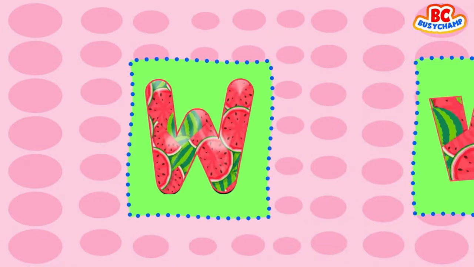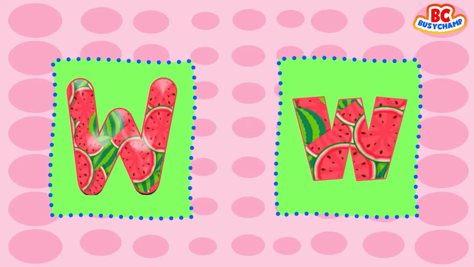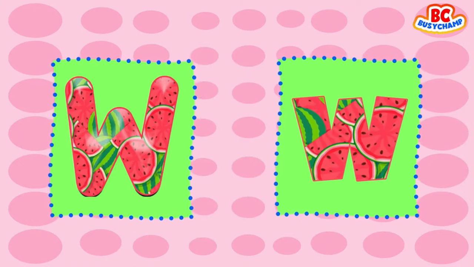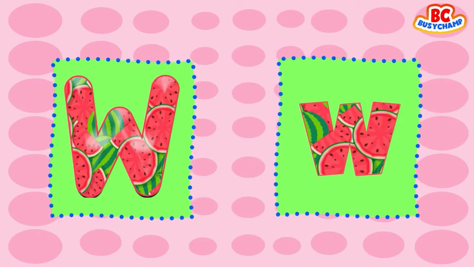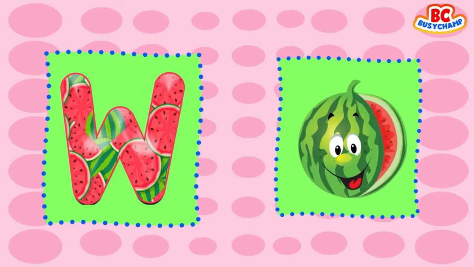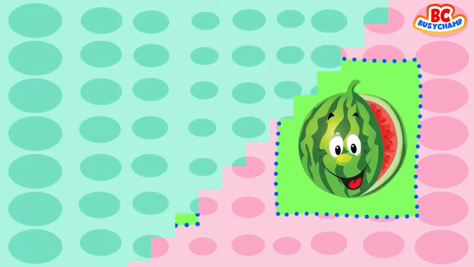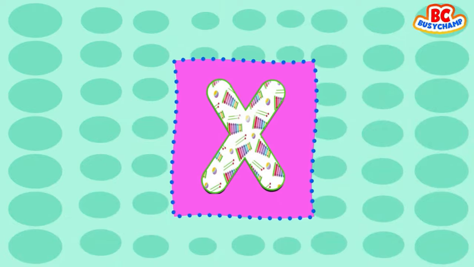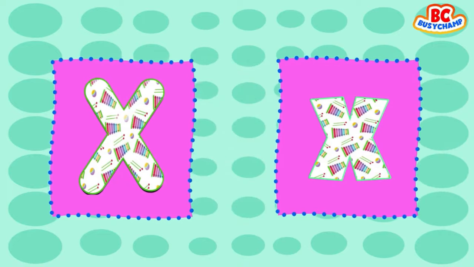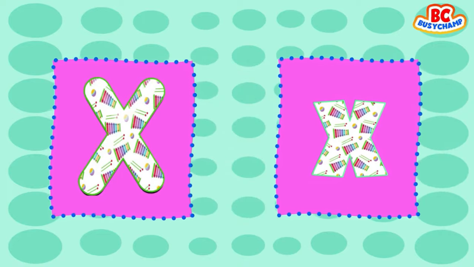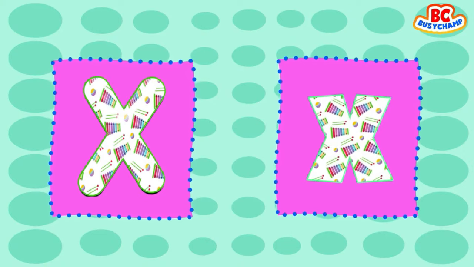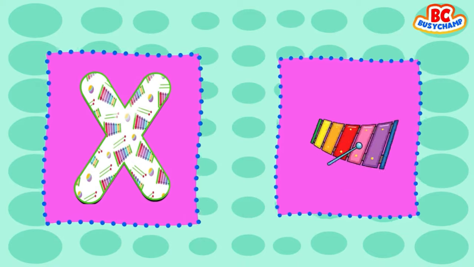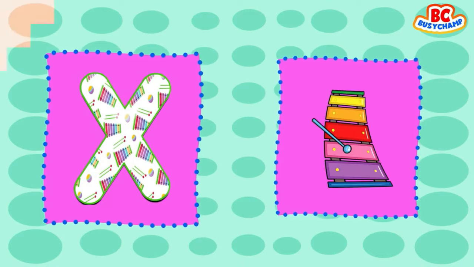W. The sound of the letter W is W. W for watermelon. The letter X is X. X for xylophone.